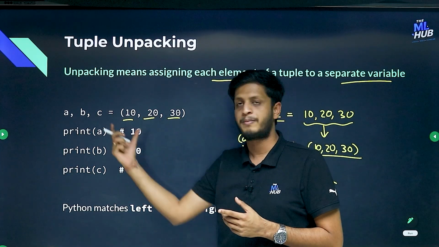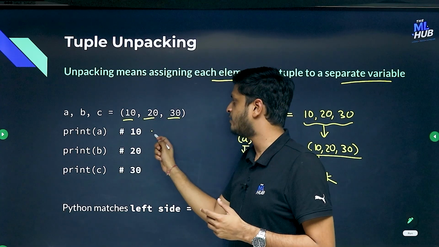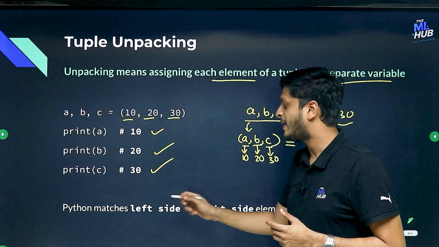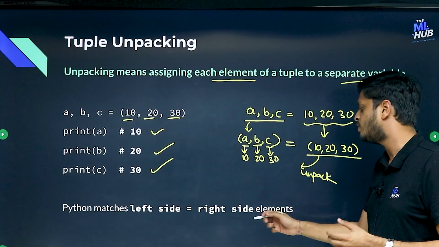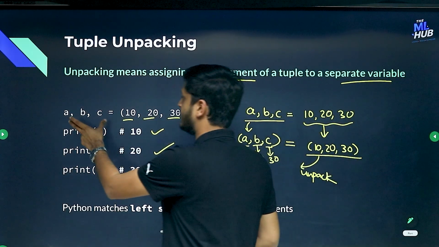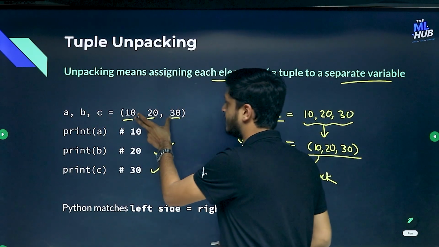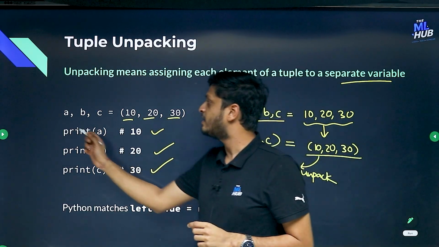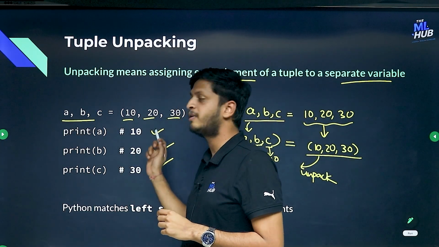Internally, they are taken as tuples. So when you print a, 10 will be printed. When you print b, 20 will be printed. And when you print c, 30 will be printed. So Python matches the left side is equal to right side elements. It will automatically match the left side variables with the right side elements and assign the values. But note that the number of variables should be equal to the number of elements.